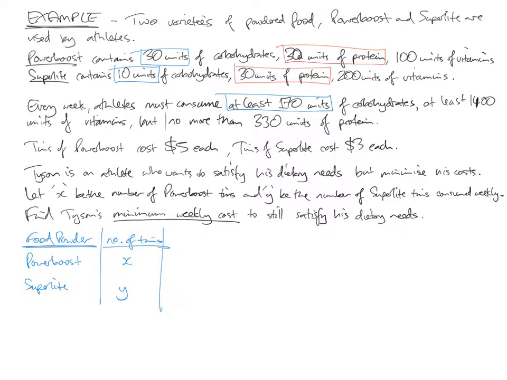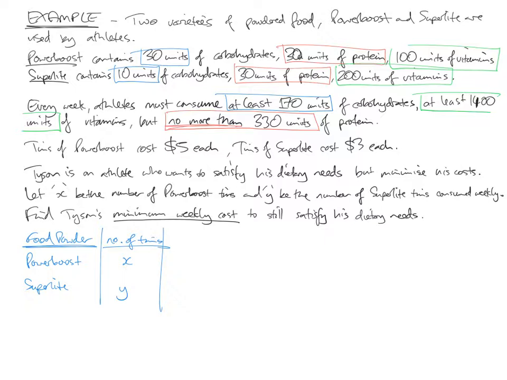Athletes have to have no more than 330 units of protein. So that "no more than" becomes important later. Power Boost has 100 units of vitamins. Superlight has 200 units of vitamins. They have to have at least 1400 units of vitamins.